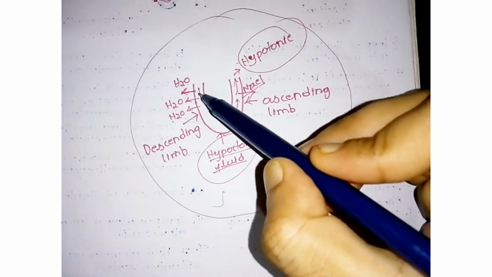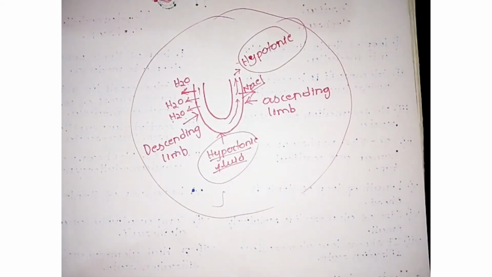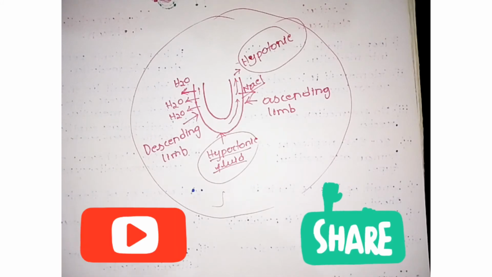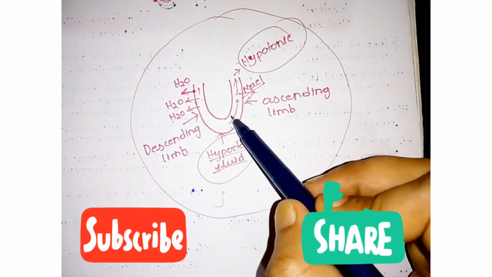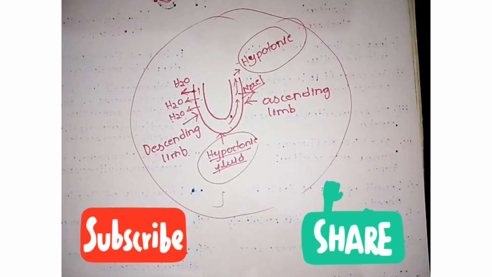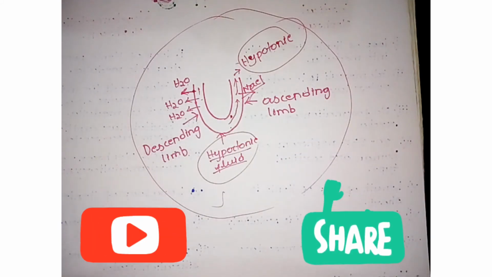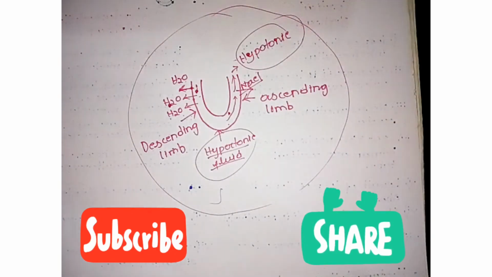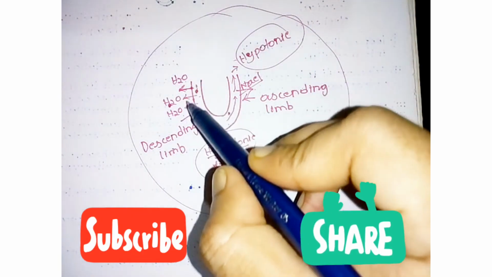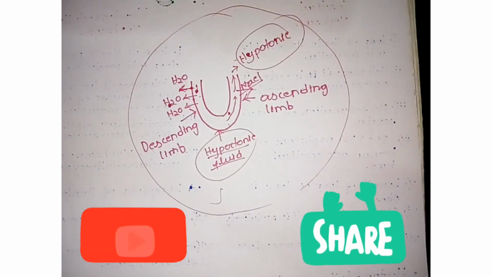So as the length of the loop of Henle increases, it can conserve water, because water moves out from the tubular part of the nephron into the interstitial fluid, meaning into the body. So we reabsorb more water when the length of the loop of Henle increases.